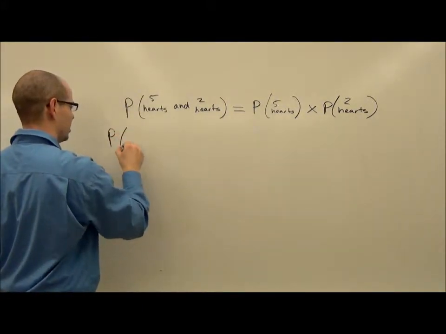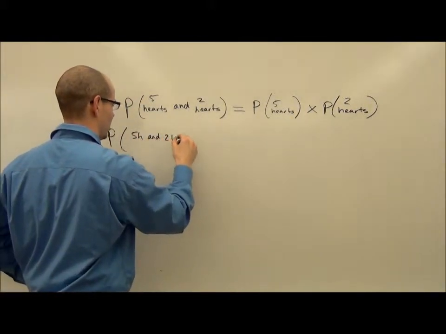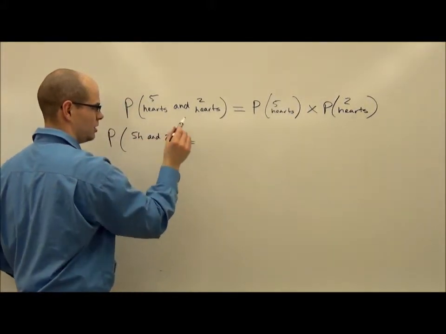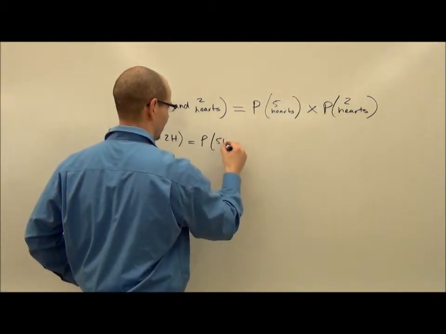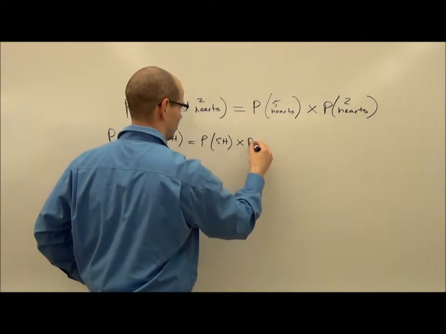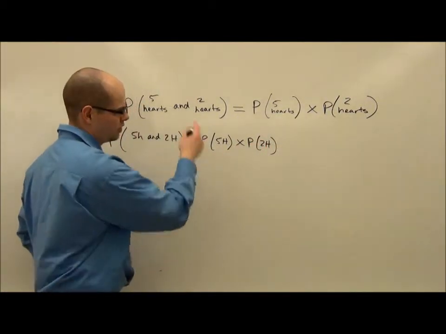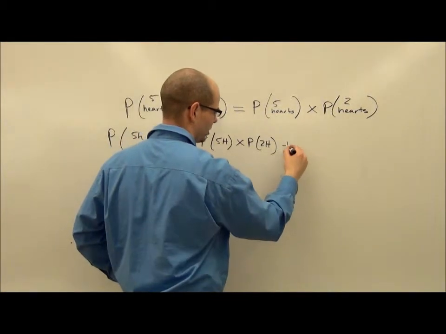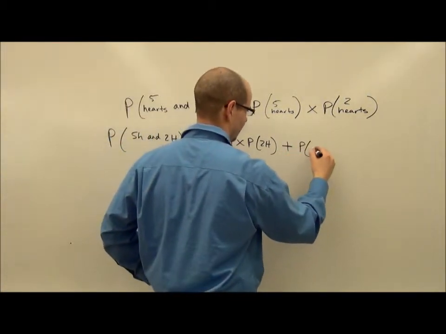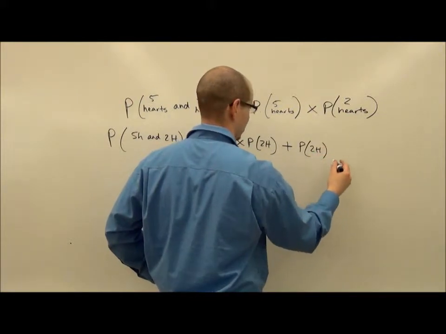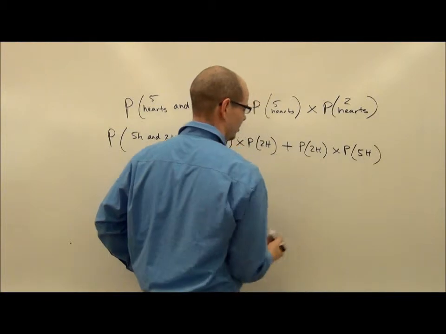Now my probability, I'm just going to go 5H and 2H, is going to be what we had before, so probability of a 5 of hearts times the probability of a 2 of hearts. And I basically have to do the question all over for the other chance, so I'm just going to put in a plus sign for that. And then I'm going to do the probability of 2 of hearts and the probability of 5 of hearts.